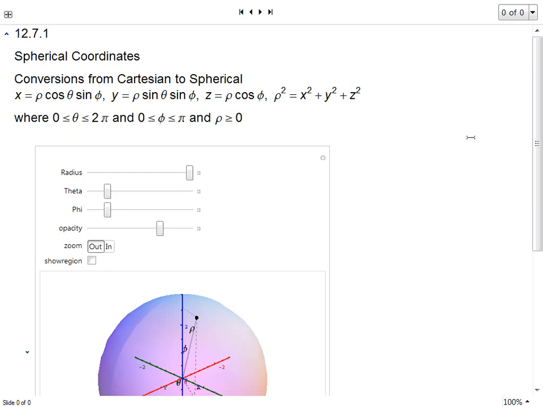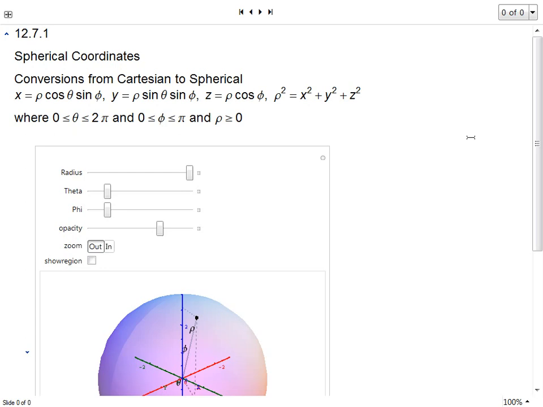Now look at these conversions from Cartesian to spherical. They're not as clean and easy as the conversion from Cartesian to polar, or Cartesian to cylindrical. Anywhere we see an x, we have to replace it with rho cosine theta sine phi. Y has to be replaced with rho sine theta sine phi. Z is rho cosine phi. Is it okay if I say phi?